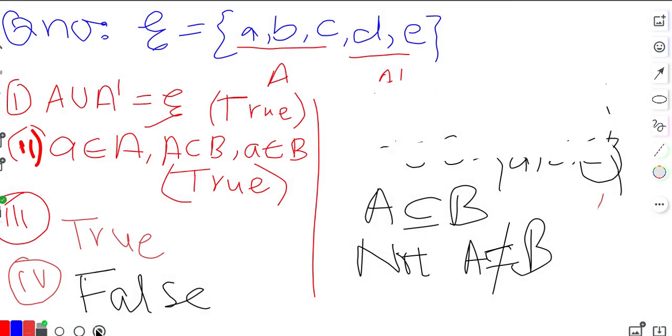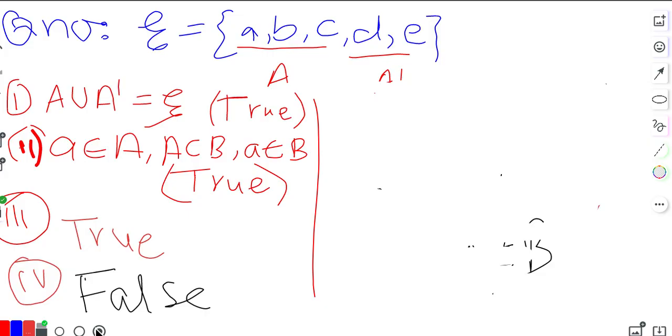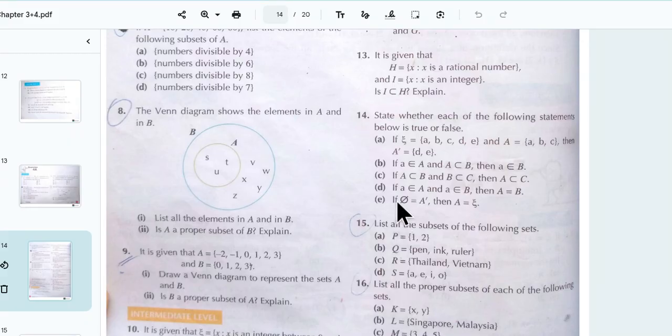I want to draw this one easily, but it takes too much time. Sorry students for waiting. Now moving to part E. What is the statement of part E? If phi, the empty set, is the complement of A, then A is the universal set.